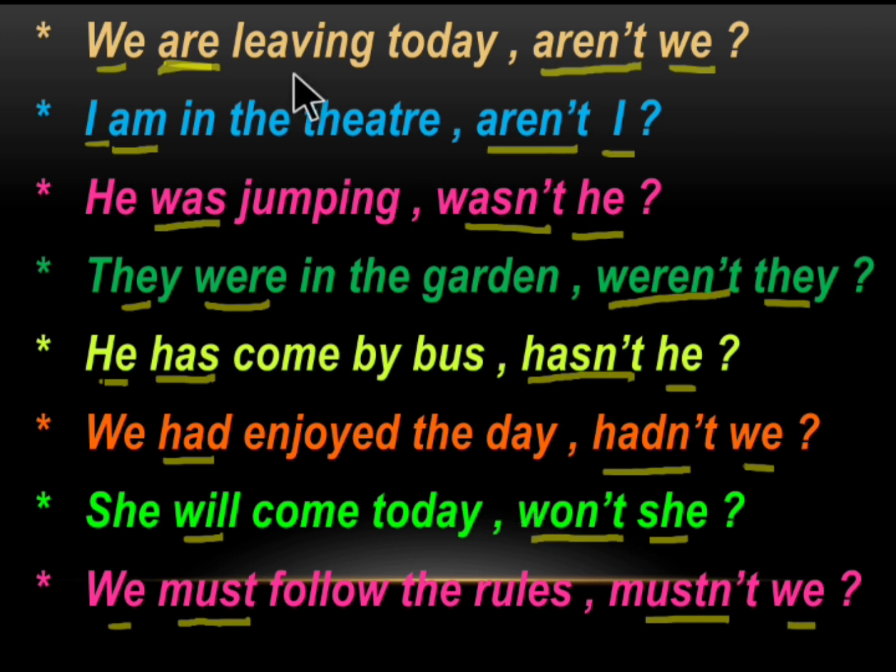So you might have understood how we frame the question tag. We use the auxiliary verb given in the statement. We check whether the statement is positive or negative. If the statement is positive, we give a negative tag. If the statement is negative, we give a positive tag. But today we have learnt only the tag which has a negative one because all the statements are positive.